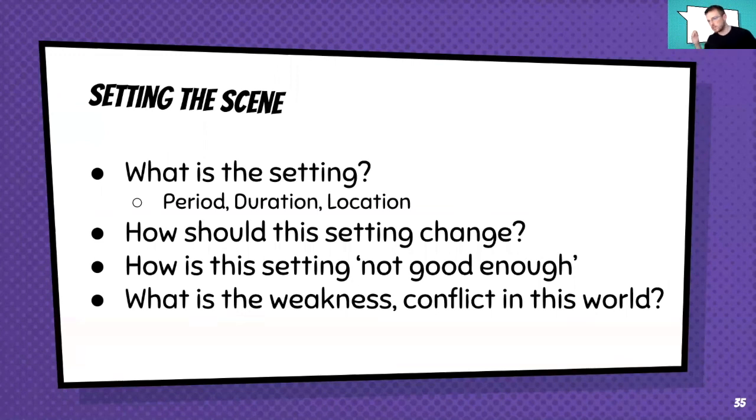Luke Skywalker starts off on Tatooine, a planet that is also a desert. He then gets to see the universe. How is the setting not good enough? He aspires to do more. There's not much there on Tatooine for him. What is the weakness, the conflict in this world? What is the thing that is going to cause our character to make a change, to take action?